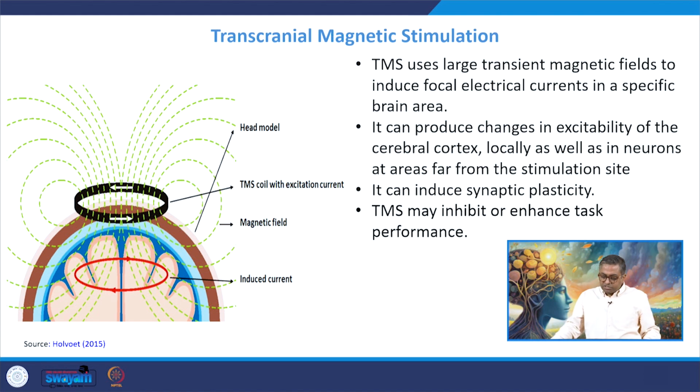It can produce changes in the excitability of the cerebral cortex, as mentioned earlier, locally as well as in neurons at areas far from the stimulation site. Sometimes not only at the site of the stimulation, but also far from the site. It depends on the flow of the electrical current and the intensity of the magnetic coil.